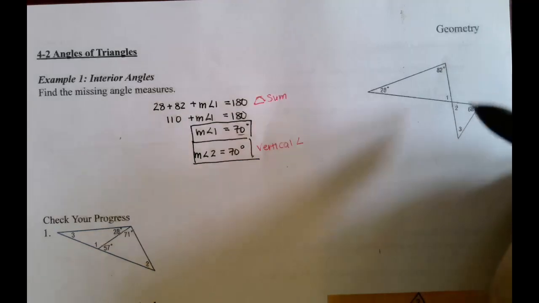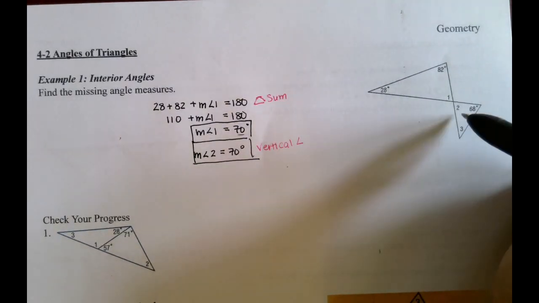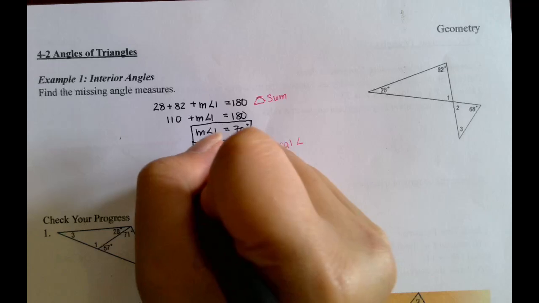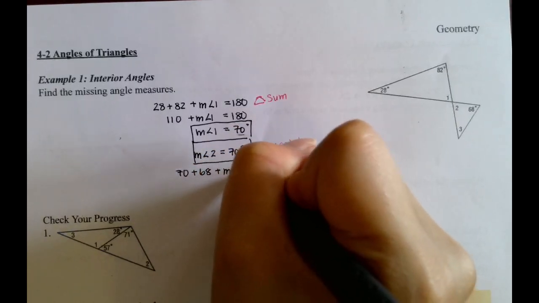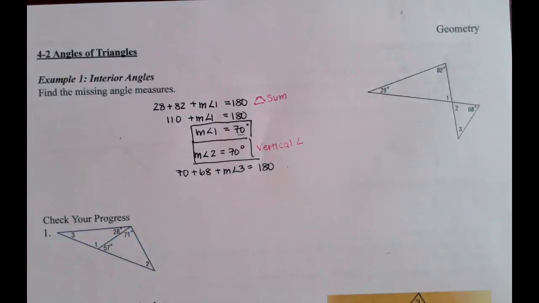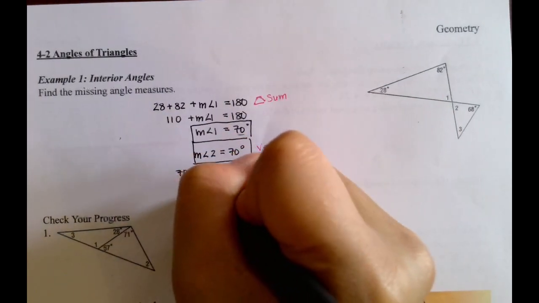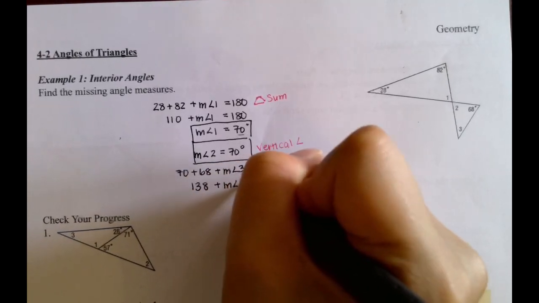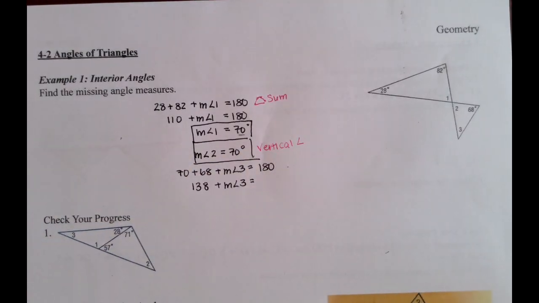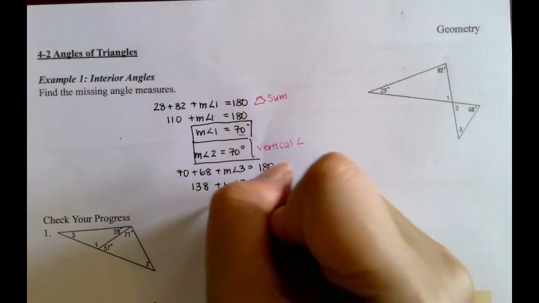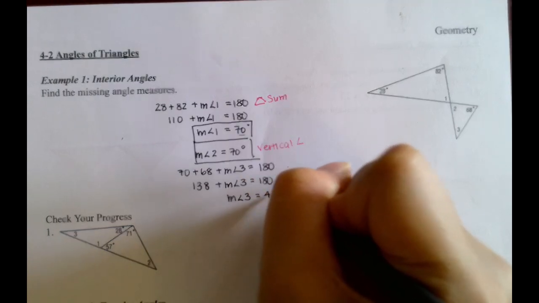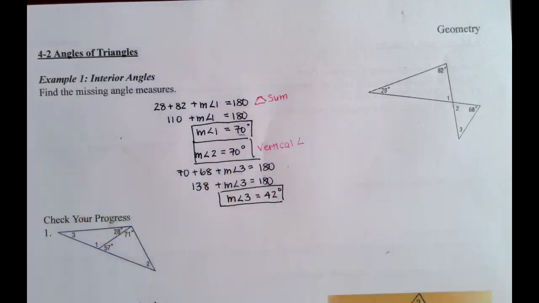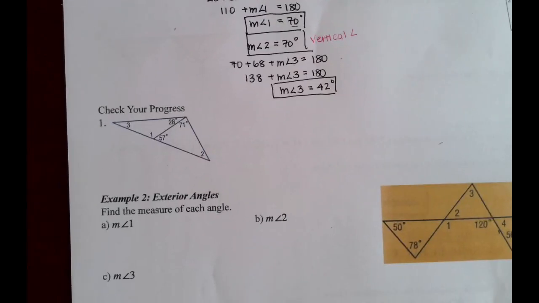Now I can figure out what angle 3 is, because now that I know angle 2 and this one's 68, 70 plus 68 plus whatever angle 3 is, since they form a triangle, should equal 180. 70 plus 68 is 138, and then 180 minus 138 is 42. So the measure of angle 3 is 42 degrees. There you go. Why don't you try Check Your Progress 1 here, and then once you're done, come check the answer.